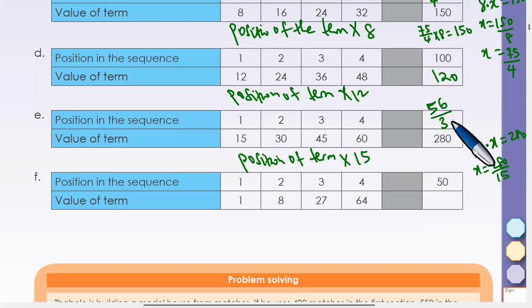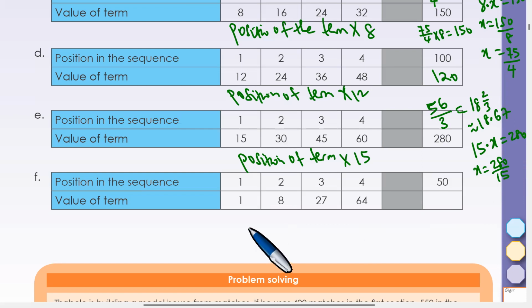And 56 over 3 is equal to what? You can write it as a mixed fraction, which is exactly 18 and 2/3, which is 18 point 67.